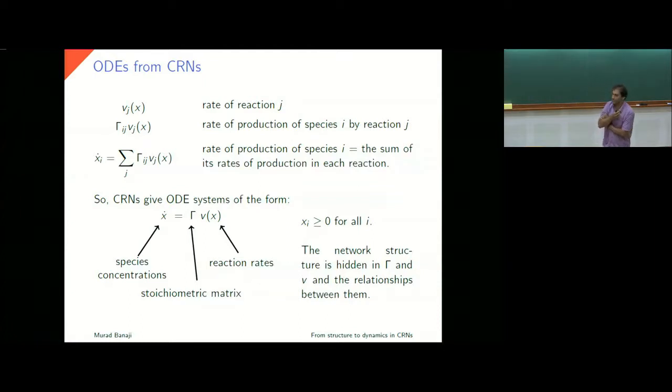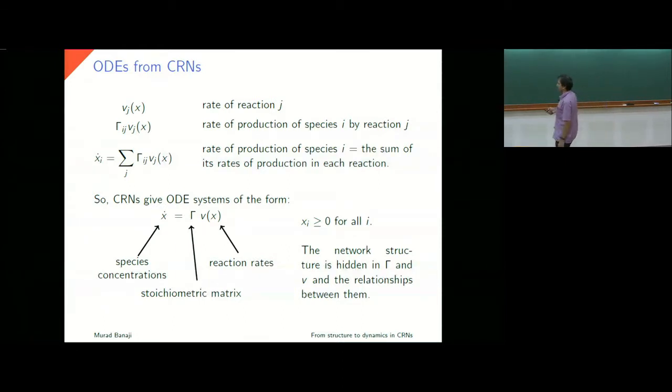So I said, okay, we're interested in ODE models. So how do you get an ODE model from a chemical reaction network? How do you write down an ODE model if you're just given one of those structural diagrams? Well, there's a standard approach, probably familiar to a lot of people who do modeling, so a lot of people in the audience.